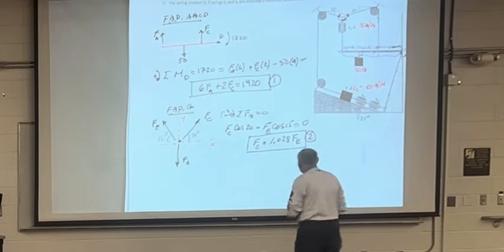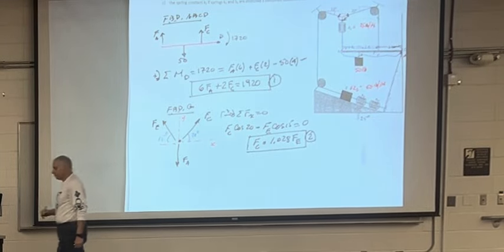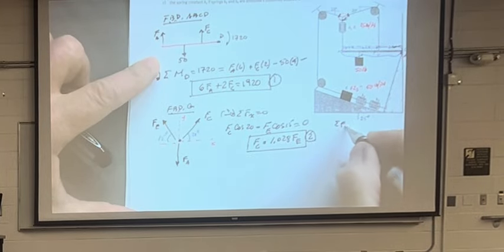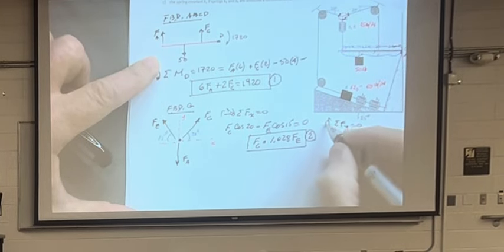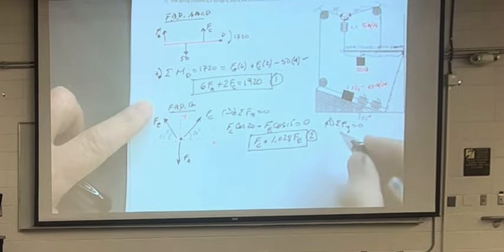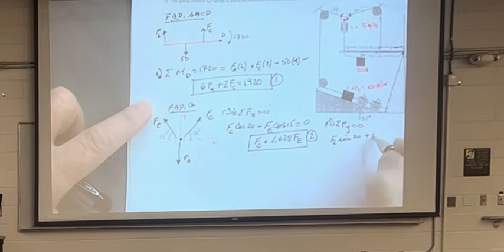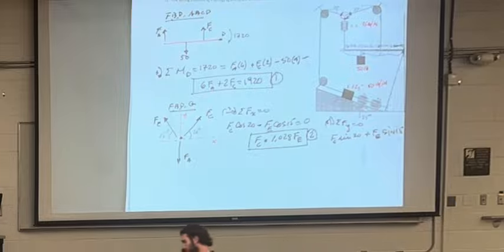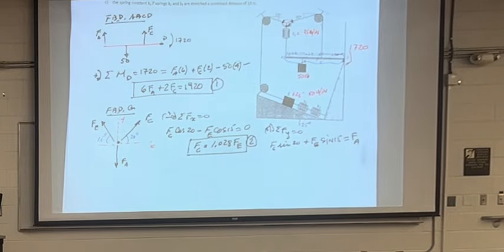Okay? Next equation. Sum of forces in the y, positive upward. That's going to be FC sine 20 plus FE sine 15 must equal FA, or minus FA equals 0, same thing as saying equals FA. Agreed?